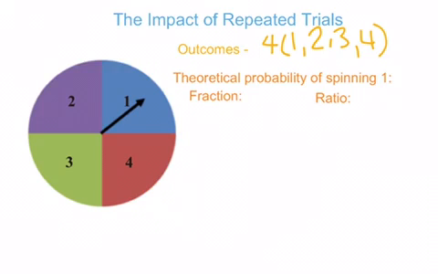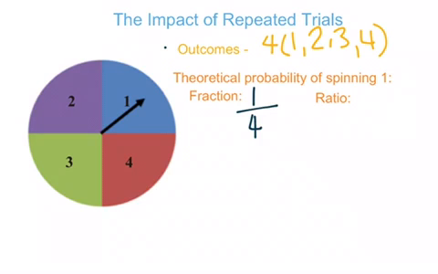So if we come back and look at our spinner here, if you remember the question was to write down the theoretical probability of spinning a 1. So as a fraction, we know that there's a total of 4 possible outcomes, right? We can get a 1, a 2, a 3, or a 4. Out of those 4 total options, or 4 total outcomes, how many of them let us roll a 1? Well, 1 of them. So our fraction would be 1 to 4.